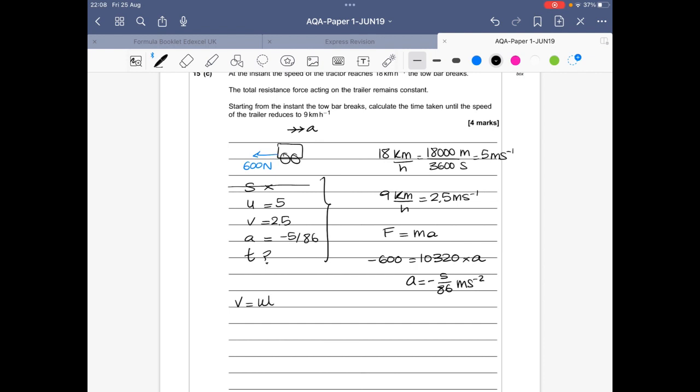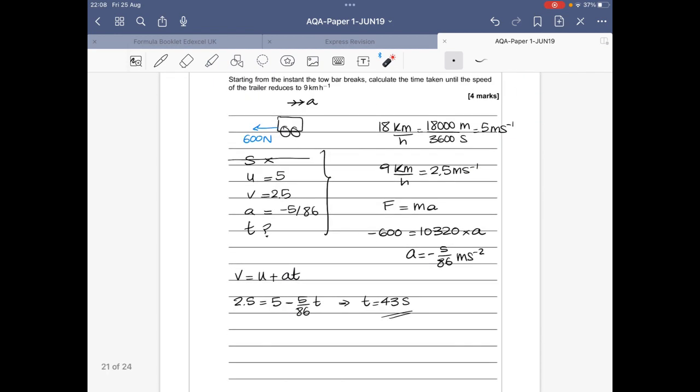v is going to be u plus at. Final velocity is 2.5. Initial velocity is 5. Acceleration is negative, so I'm going to write the 5, the minus at the front, times t. And from here, t is 43 seconds. If you round, or if you divide this number and you round, maybe you get something slightly different, but it will be okay. So it will be marked correct anyway. And that's the answer. And this is all with this exam question. End of questions. That's all.